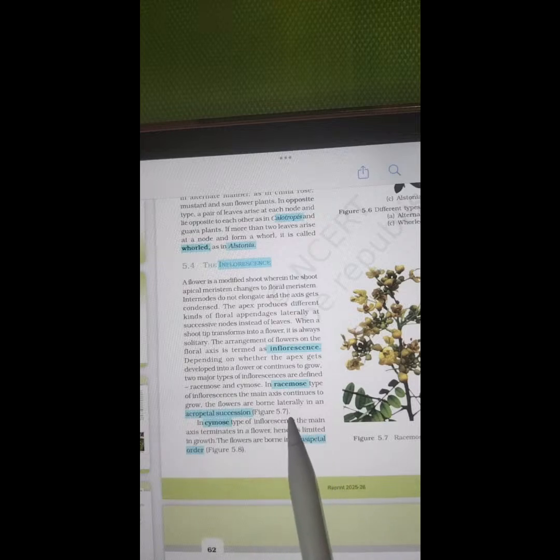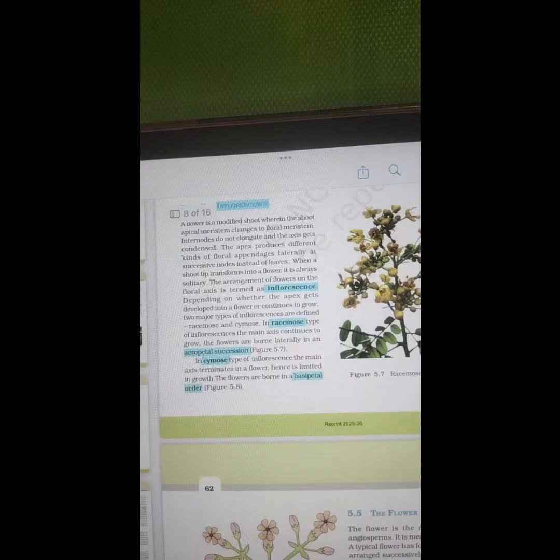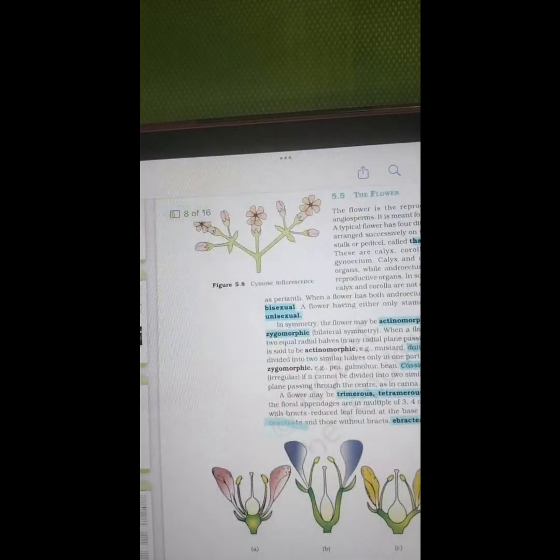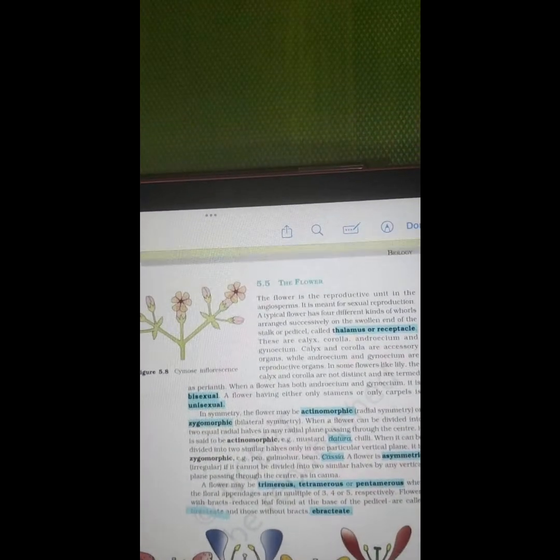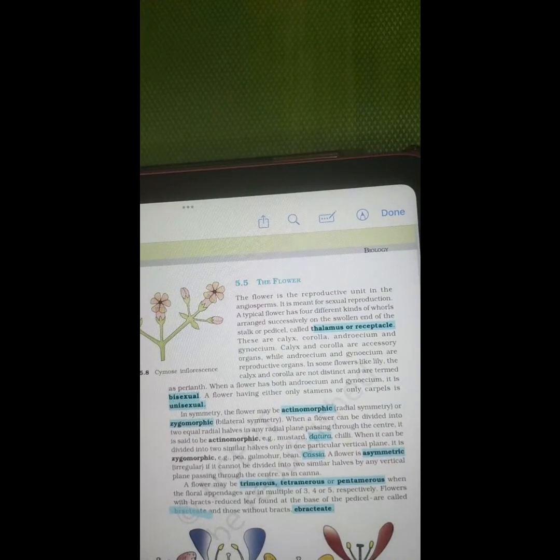Racemose is the inflorescence in which the main axis is not terminating into a flower. Because the main axis is not terminating into a flower, the plant growth is more, and the arrangement is acropetal. Whereas in the cymose, the main axis terminates into a flower. That is why the plant growth is limited, right? So racemose and cymose are the two types of inflorescences that you need to read. In cymose, the main axis terminates into a flower, whereas it doesn't in the racemose.